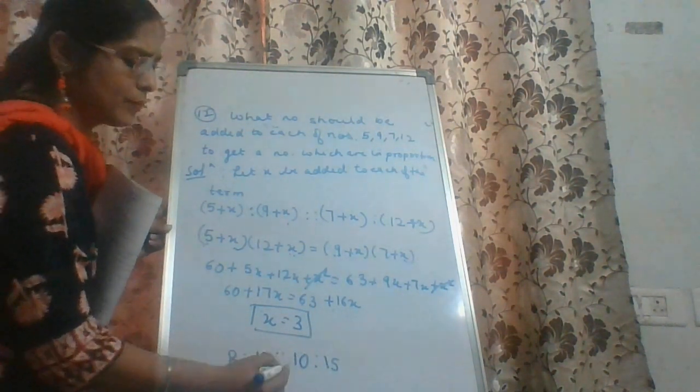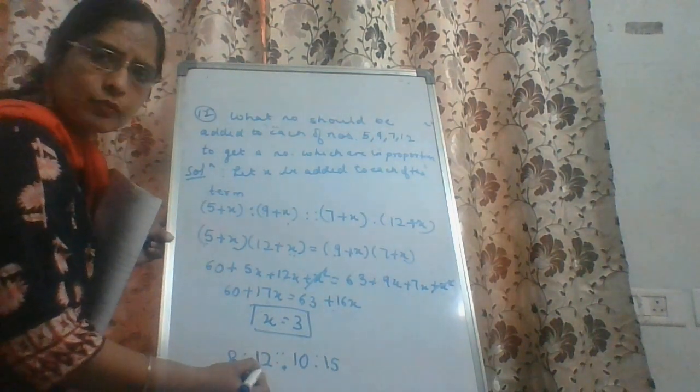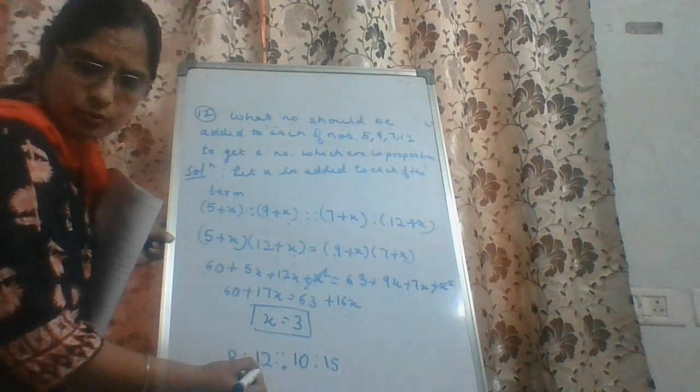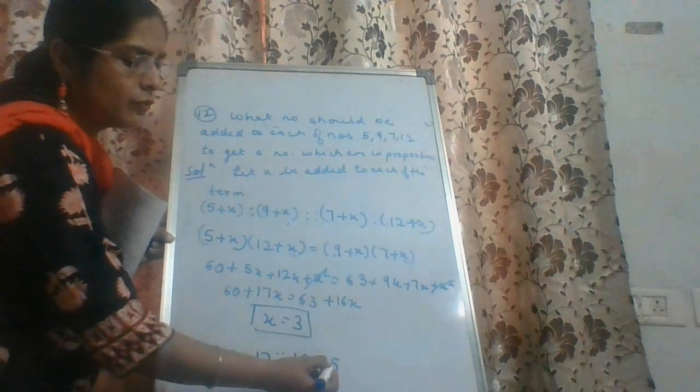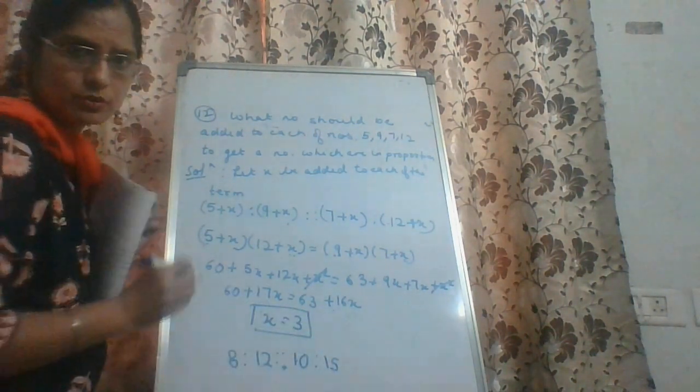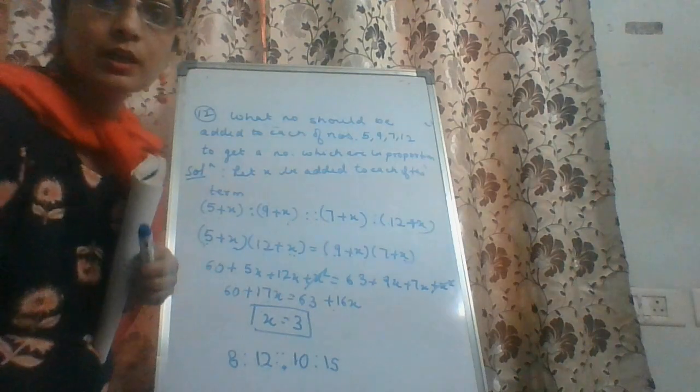Let us check if our proportion is right. 8 is to 12, if I simplify, I get 2 is to 3. 10 is to 15, if I simplify, I get 2 is to 3. So my proportion is correct.